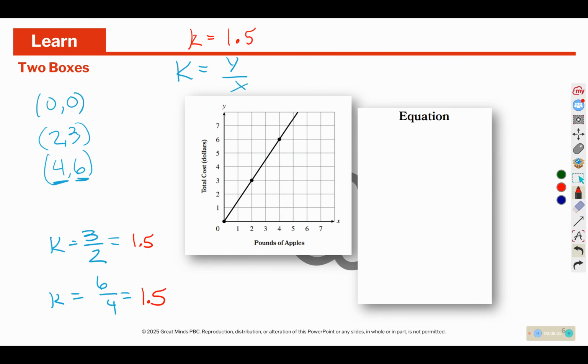To write it as an equation, we use the template y equals kx. The y is still there, because that's the variable they used. The equal sign is still there, and the x is still there. The only thing that we're going to swap out is the k value. We found that k was equal to 1.5, so our equation should say y equals 1.5x.